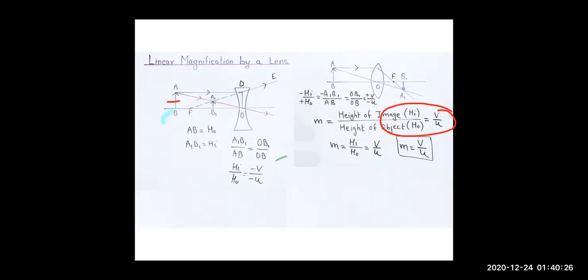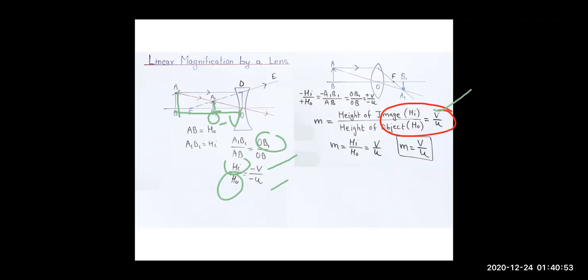Now let's put their value. A1B1 is what? Height of image HI. AB height of object HO. OB1, B1 is the image where it is formed. So it is image distance. So that is on left, it is minus V. OB object distance, it is on left, so it is minus U. Minus minus cancel, so you get HI by HO equals to V by U.